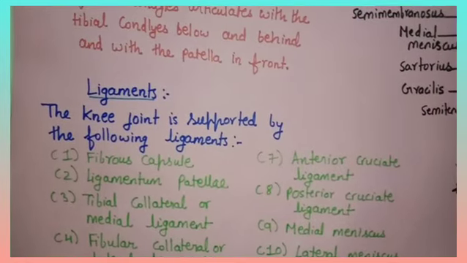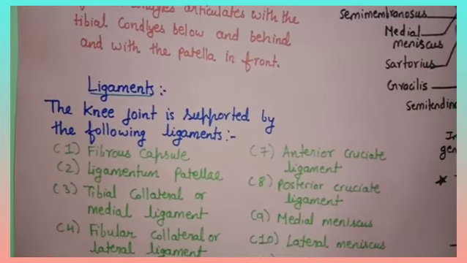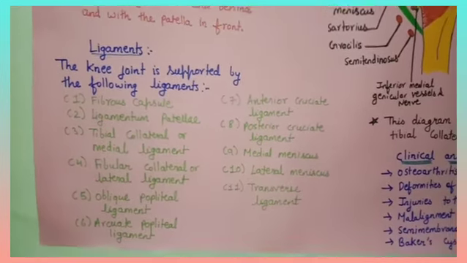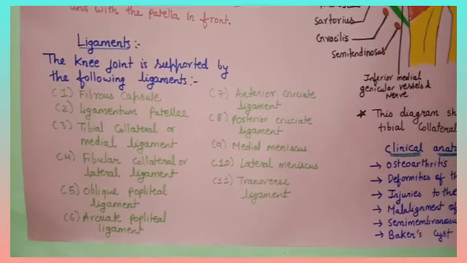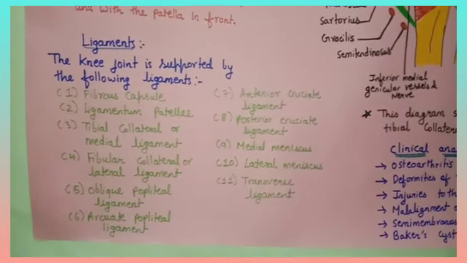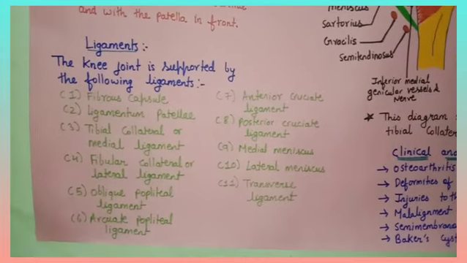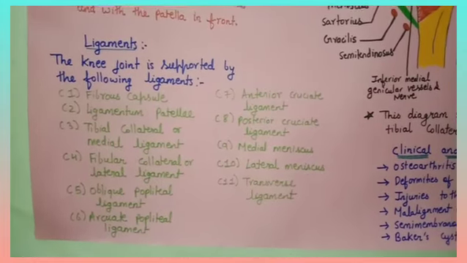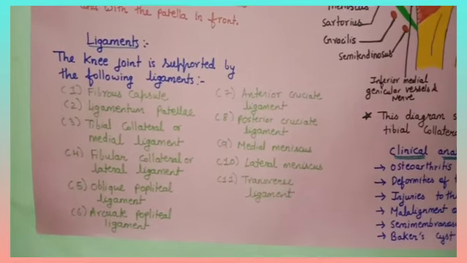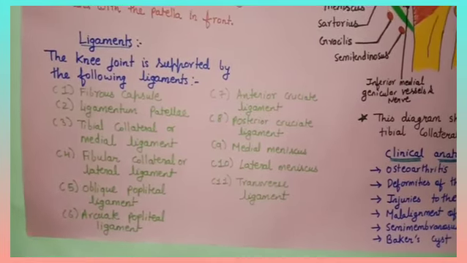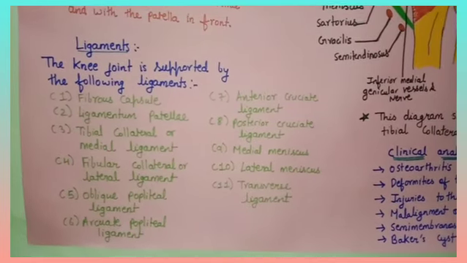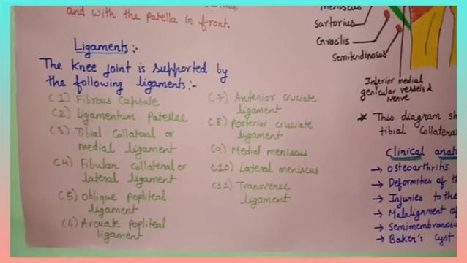Now I will explain ligaments. The knee joint is supported by the following ligaments. First, fibrous capsule. The fibrous capsule is very thin and deficient anteriorly, where it is replaced by the quadriceps femoris, the patella and the ligamentum patellae. It has femoral attachment and tibial attachment. The fibrous capsule is attached to the periphery of the menisci. The part of the capsule between the menisci and the tibia is sometimes called the coronary ligament.